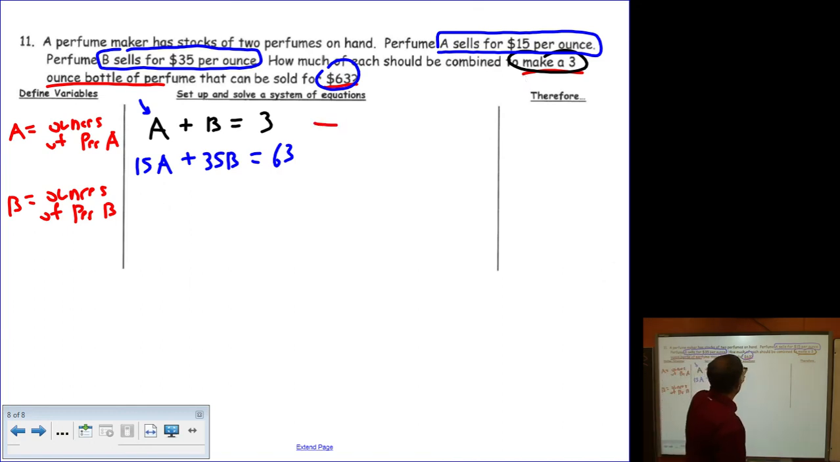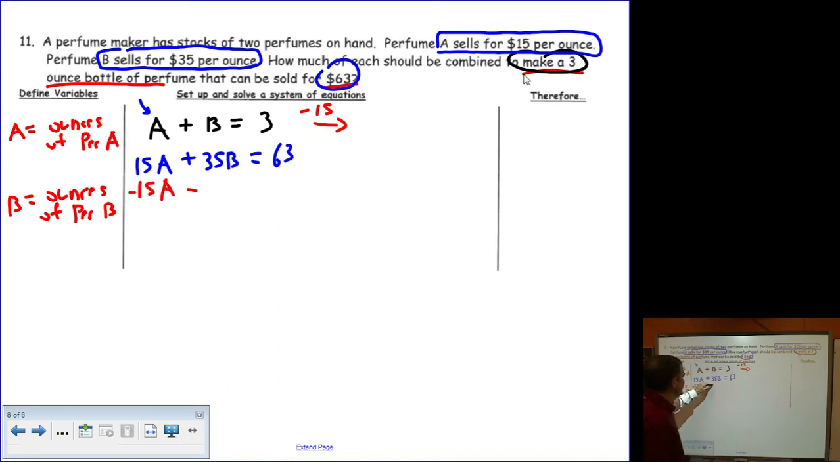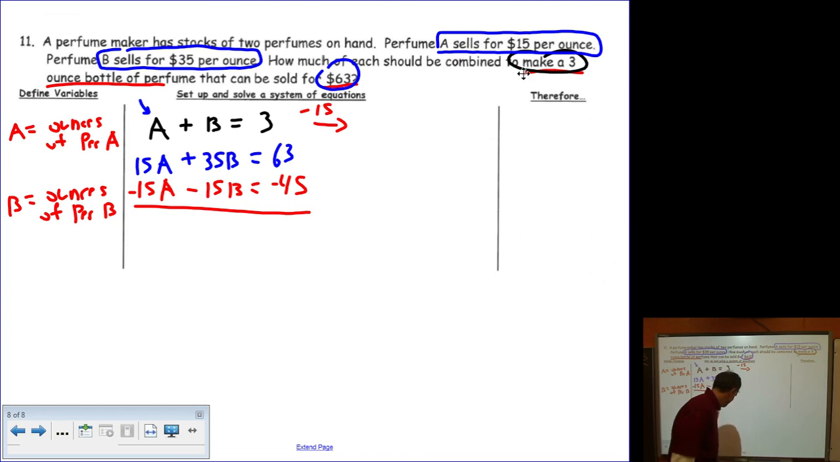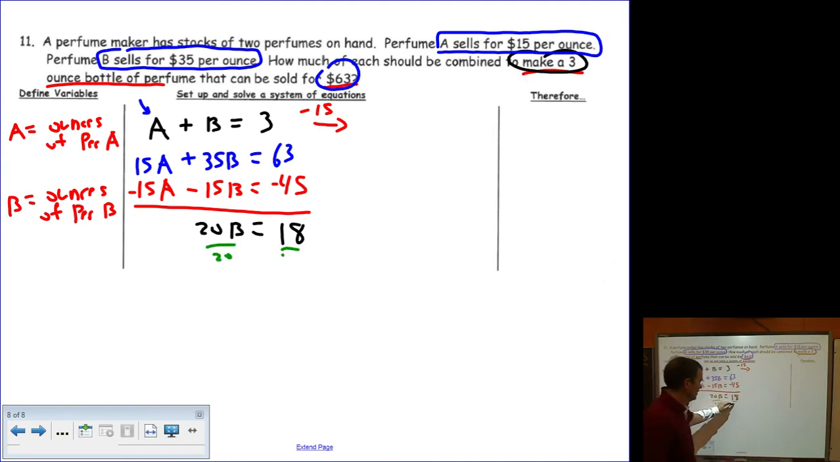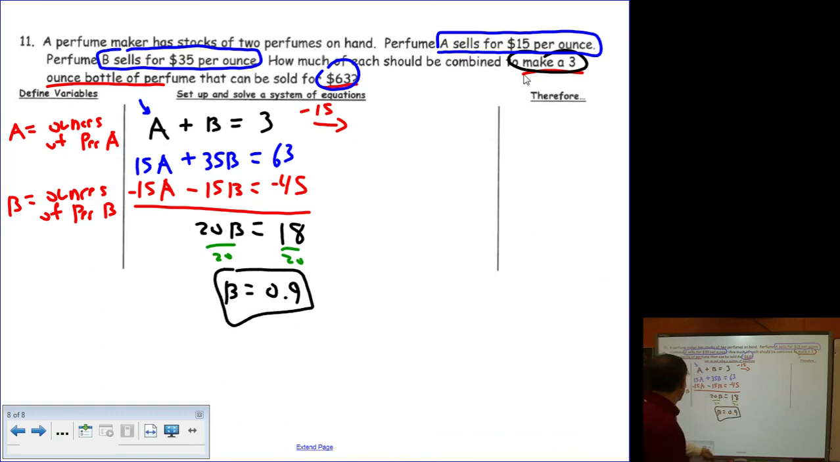I would probably multiply this one by negative 15. So that would give me negative 15a, negative 15b, and negative 45. I can go ahead and add those together, and I get 20b equals 63 minus 45, which is 18. And if I go ahead and divide both sides by 20, I end up with b equals 0.9. So I'm going to use 0.9 ounces of perfume B.